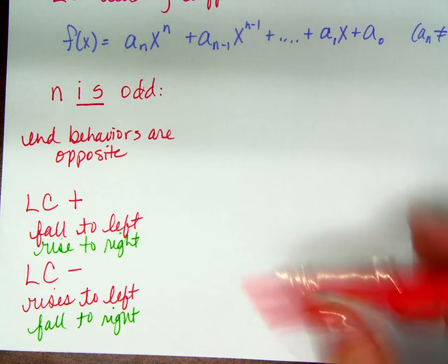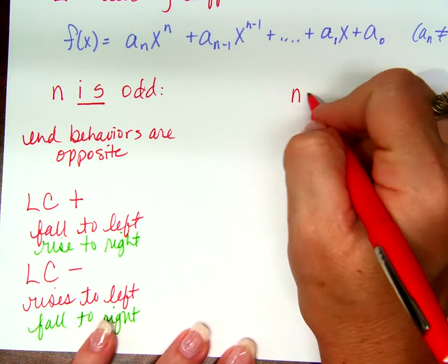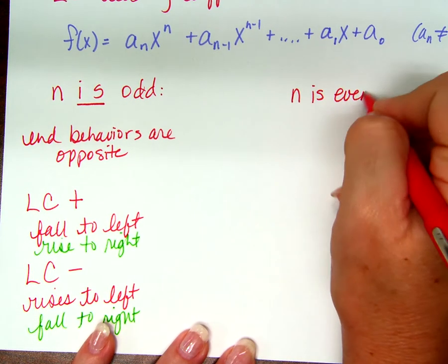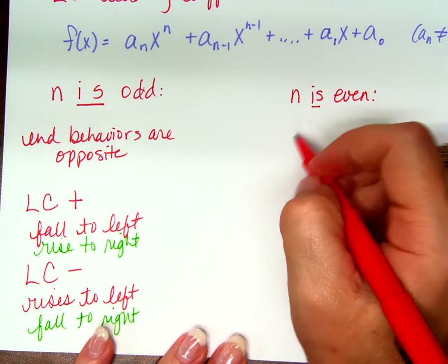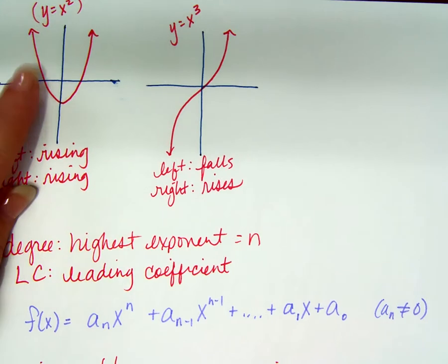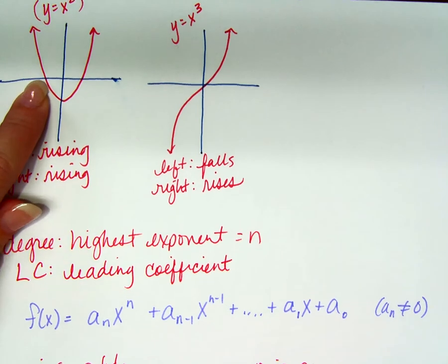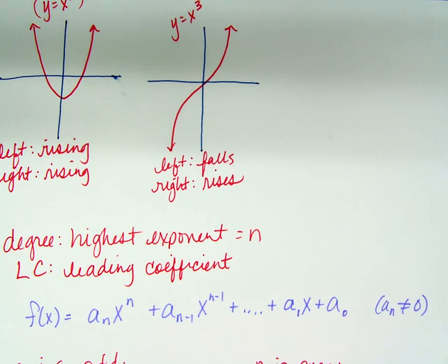Okay? So what's going to happen when n is even? What about when my degree is even? Tell me about the end behaviors. The end behaviors are the same.